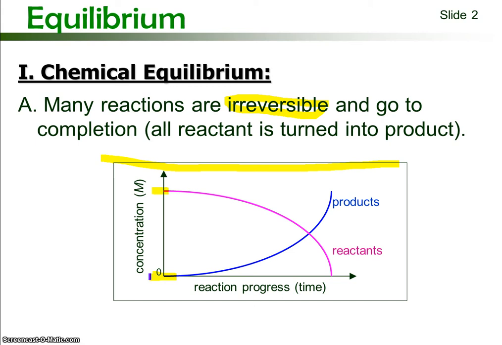And as the products get made, we see that the graph, the line shows their concentration increases, but what are products made of? Well, they're made from the reactants, so naturally it makes sense that as the products increase, the reactants are decreasing, and so at the end we end up with 0 reactants and lots of products.